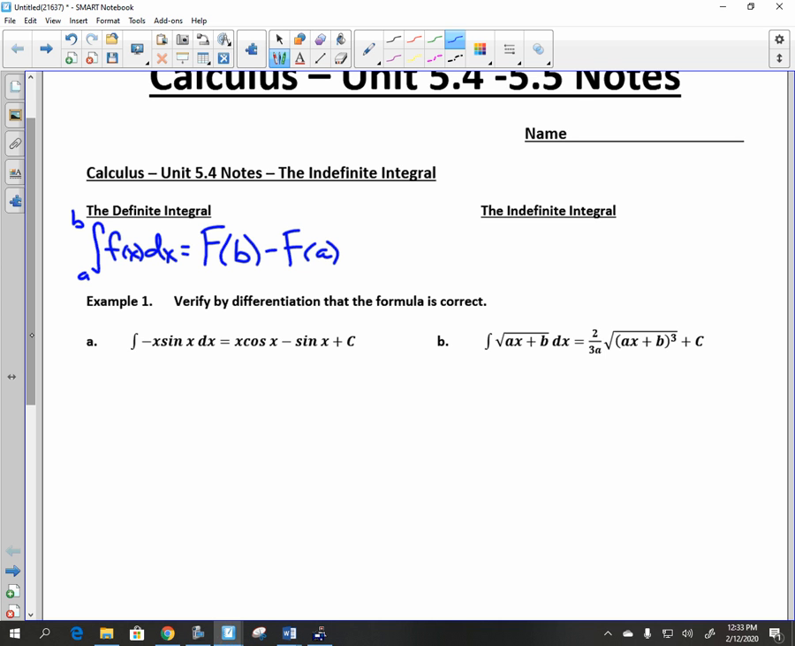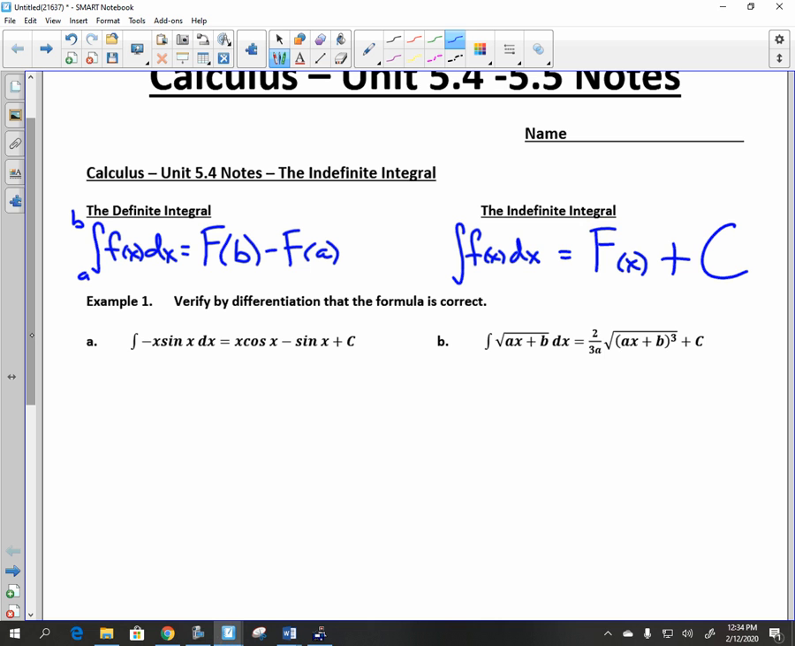That's the definite integral. It comes out with a definite answer. Whereas the indefinite integral, we don't have bounds. The integral of f of x dx. It's a fancy way of saying an antiderivative. And so we find big F of x, but the deal is we add a plus c onto the end of it. C refers to a constant.